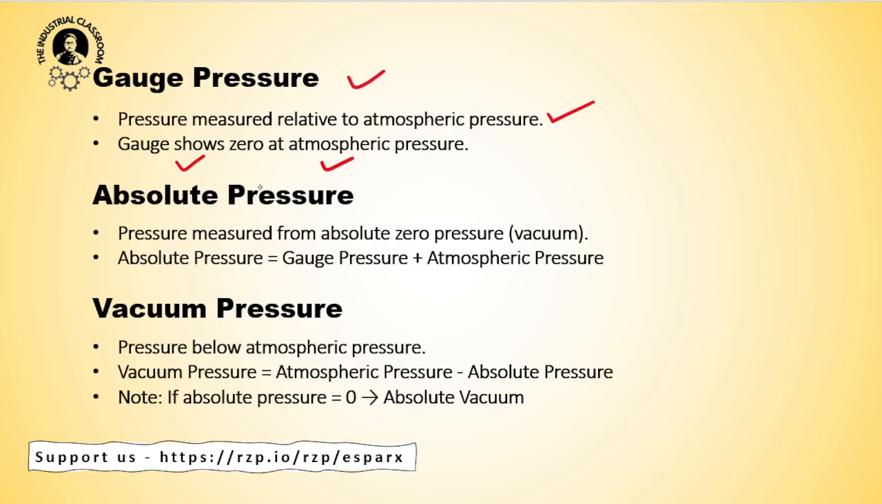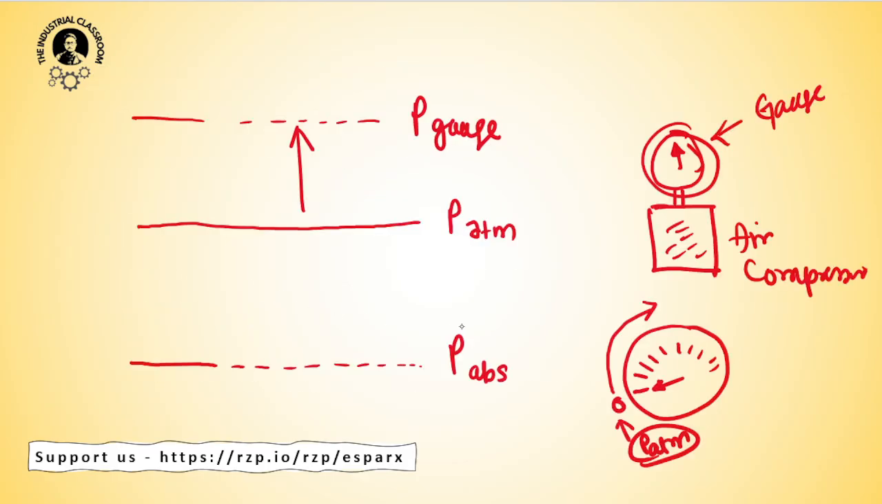Next, we will know the absolute pressure. It is the pressure measured from absolute zero pressure, that is absolute vacuum where there is no pressure. It is called the absolute zero pressure. So absolute pressure is equal to gauge pressure plus atmospheric pressure. So this is P absolute, or we can show it as P zero pressure.